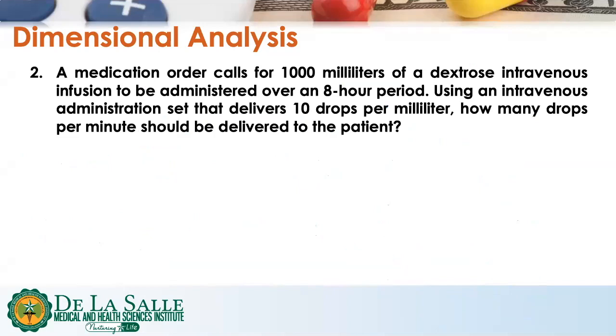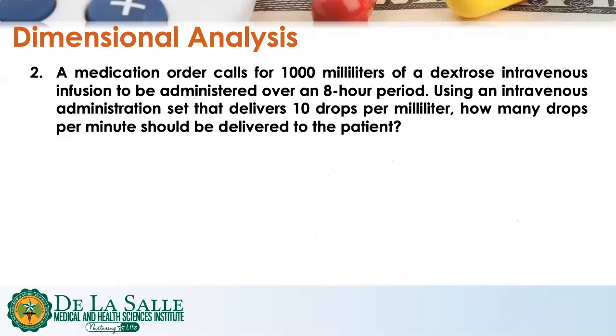Question number 2. A medication order calls for 1,000 milliliters of a dextrose intravenous infusion to be administered over an 8-hour period using an intravenous administration set that delivers 10 drops per milliliter. How many drops per minute should be delivered to the patient?